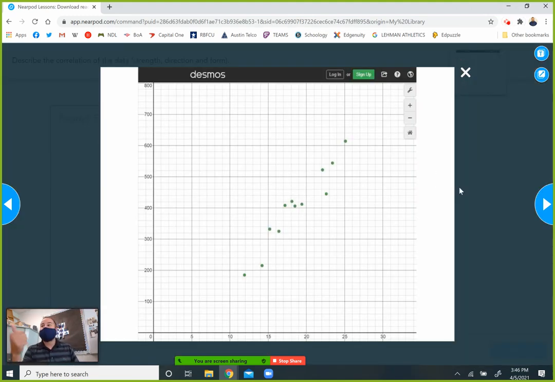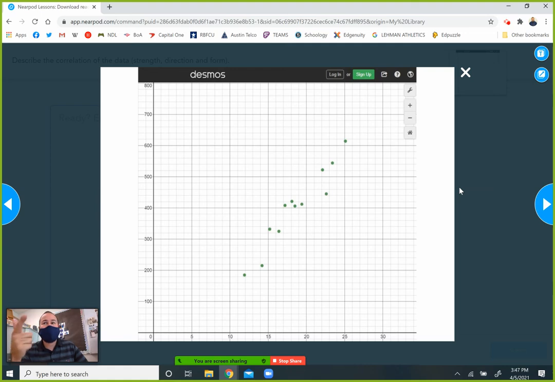Describe the correlation. How strong is it? Don't put hella on that one though. It's very strong. So it's a very strong, positive, linear or nonlinear? Is it linear? Does it form a straight line? Yeah, that one. I mean, we put a line through it, didn't we? So it's a very strong, positive linear correlation.